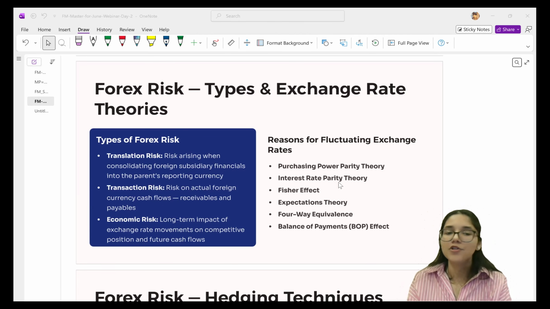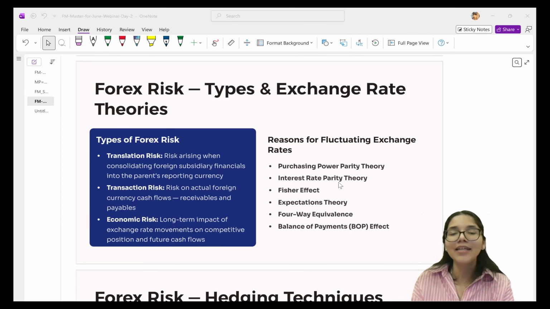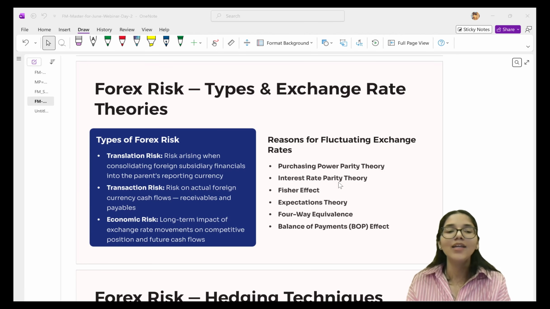And then the long-term version of the transaction risk is called the economic risk. And this risk, guys, can any business, even if you're operating internationally or not, avoid economic risk? No. Economic risk will be faced by every business, no matter whether you are dealing internationally or not. So these are the three different types of risk.